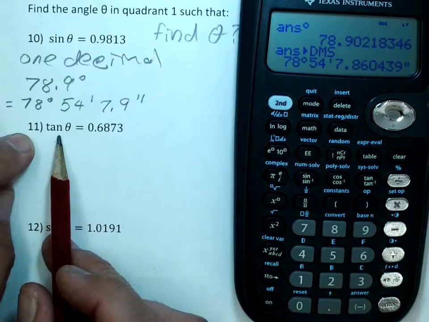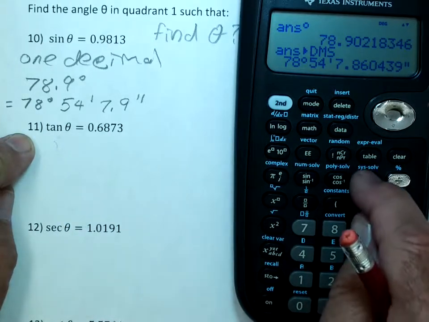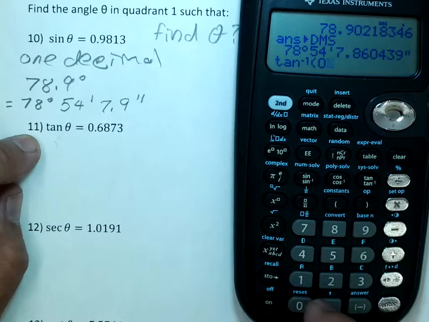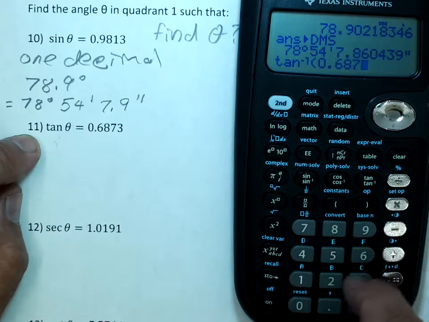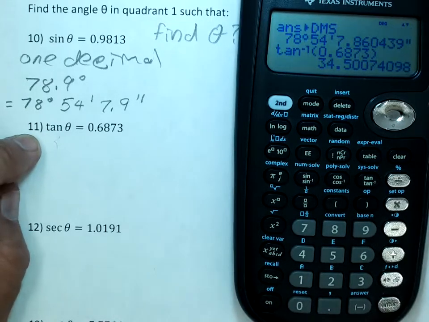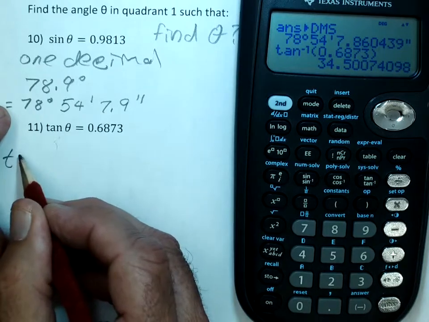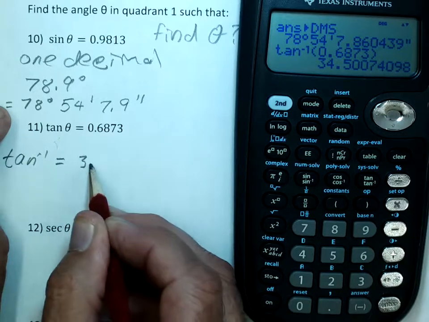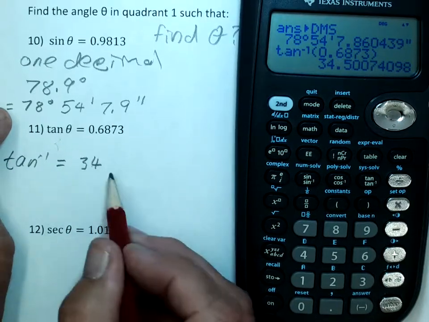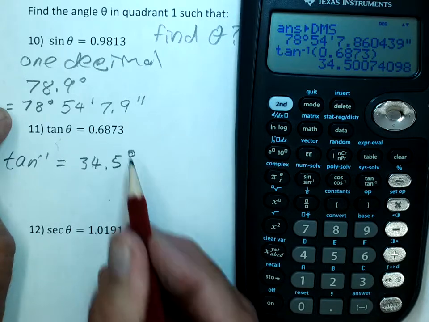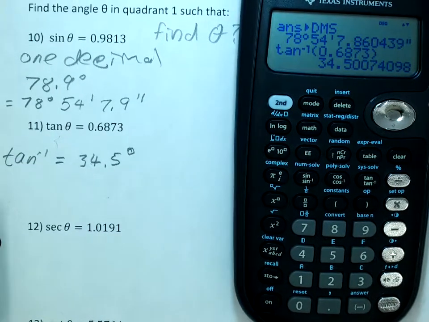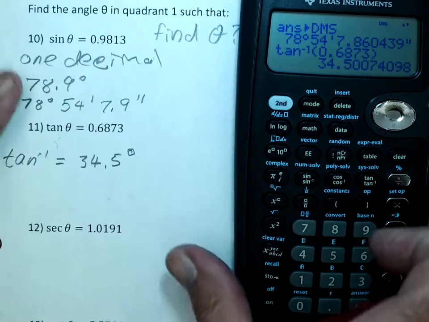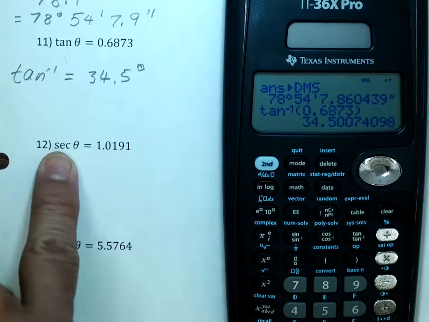And for this one, we'll use inverse tangent. Again, hit the tangent key twice to get inverse tangent and push that number in: 0.6873, close parenthesis. And that is 34.5. So on the degrees, we're just going to go 1 decimal place. Let's just do 34.5 degrees. And we could convert this to minutes, seconds. Let's not. I want to get onto the secant.